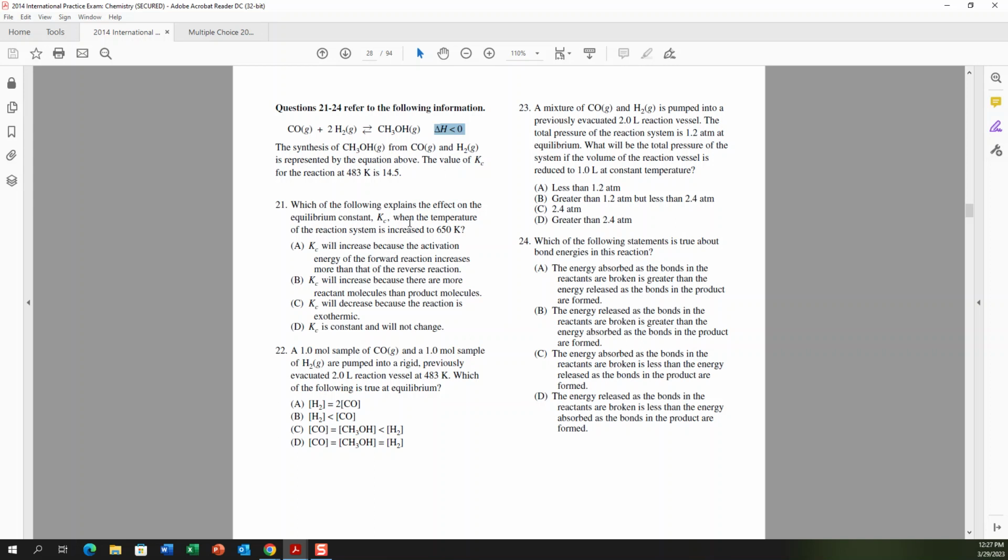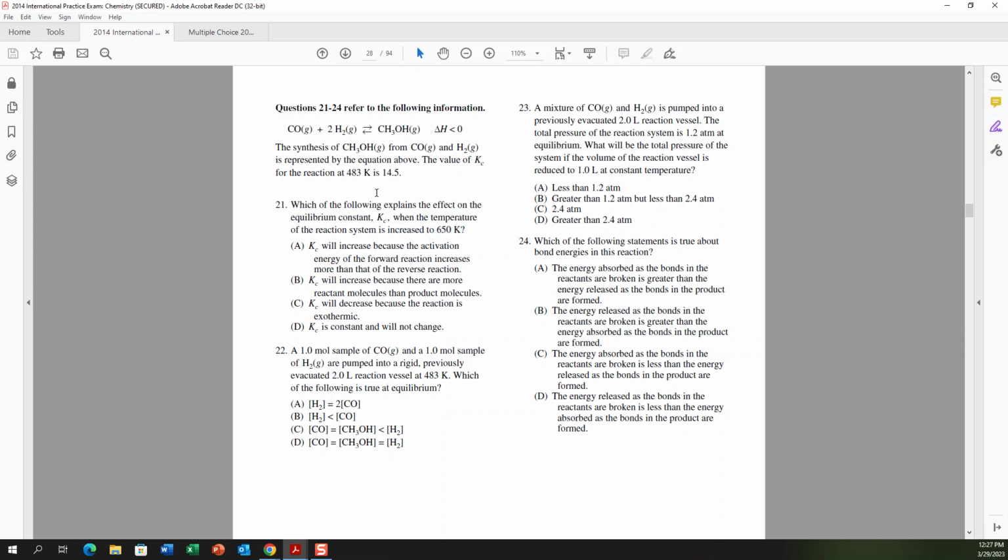So, which of the following explains the effect on the equilibrium constant when temperature of the reaction system is increased? So we kind of just explained it. Remember, the only time the equilibrium constant changes is if temperature changes. So we know it's going to change. D's not right. If this question had asked what happens to the value of K if we did something else and we didn't change the temperature, then K would be constant.